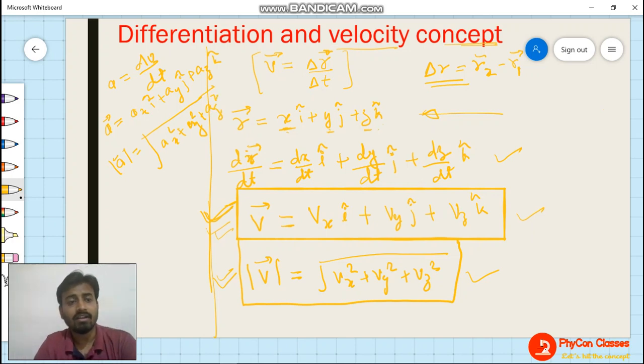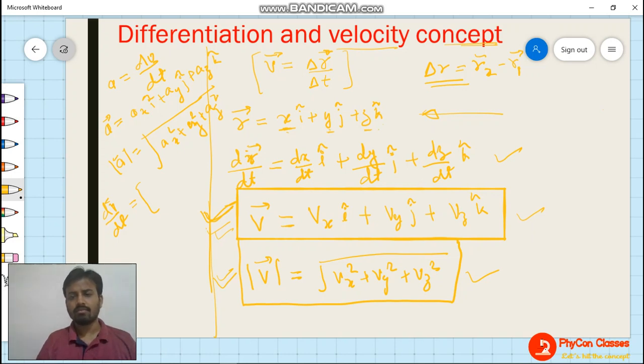Understand? And dv by dt. So in place of dr by dt, you can write dv by dt. What is dv by dt? Nothing but acceleration. So that will be equal to dvx by dt i cap plus dvy by dt j cap plus dvz by dt k cap. So similarly we can write.